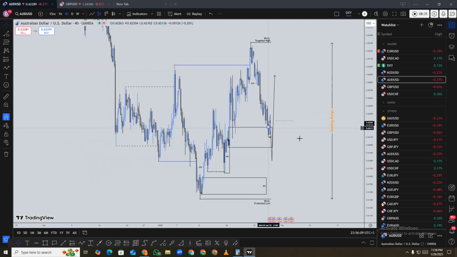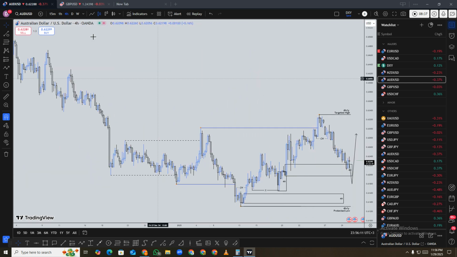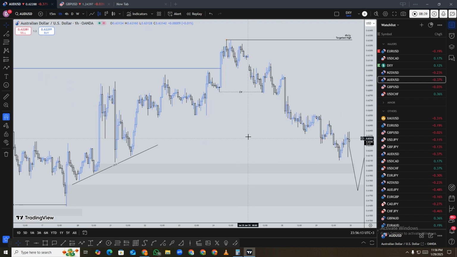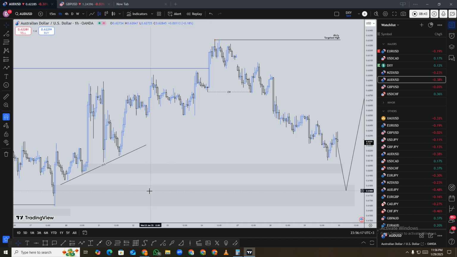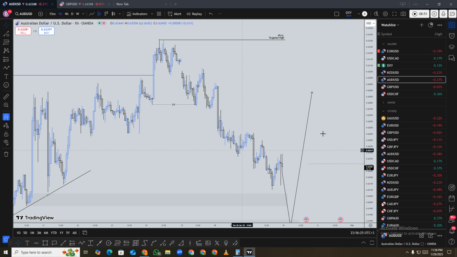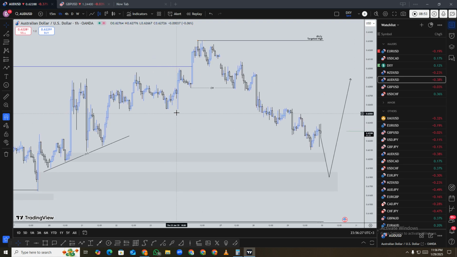So we just wait for the market to come into either this one or this one, but I'm more in favor of this extreme 1 hour demand zone. Let's just wait and see what happens.